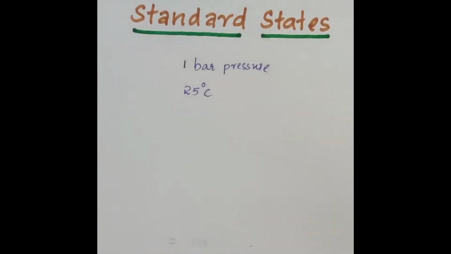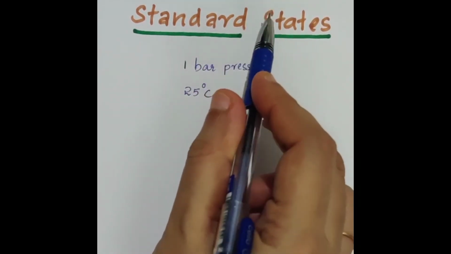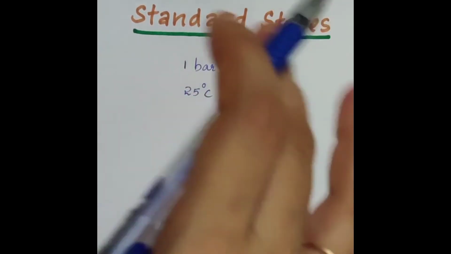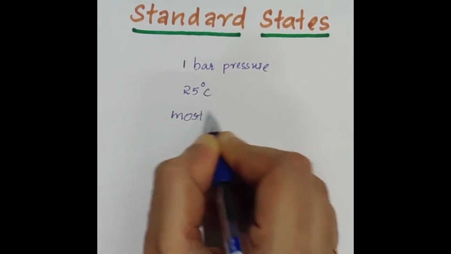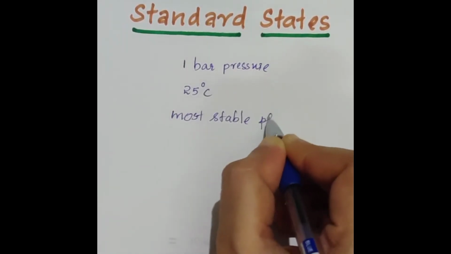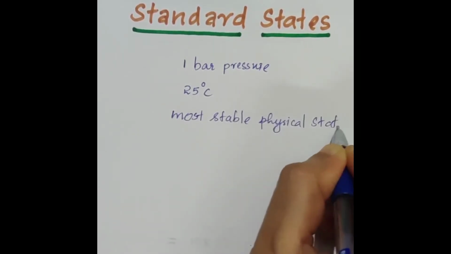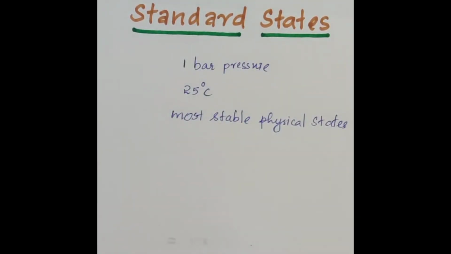The standard state of a substance means what? It is the most stable physical state. The standard state of a particular substance is the most stable physical state of that substance.